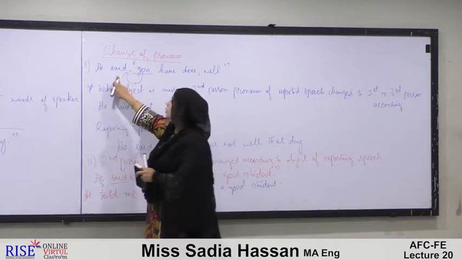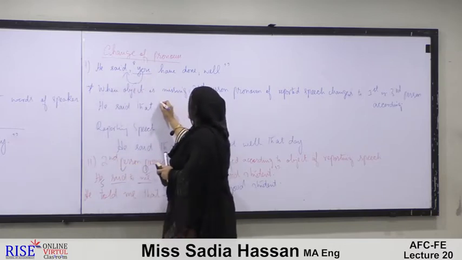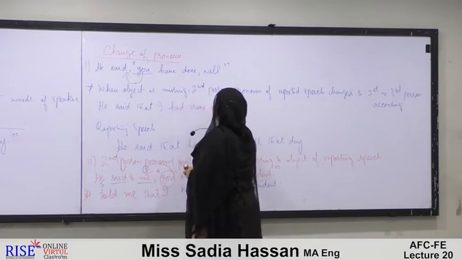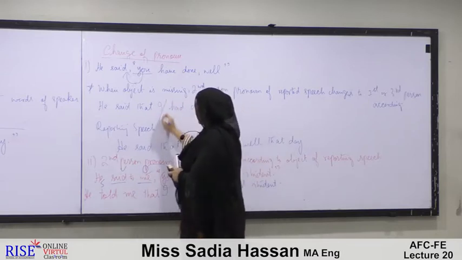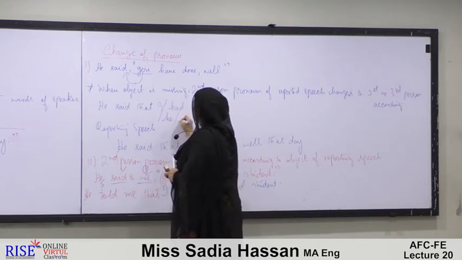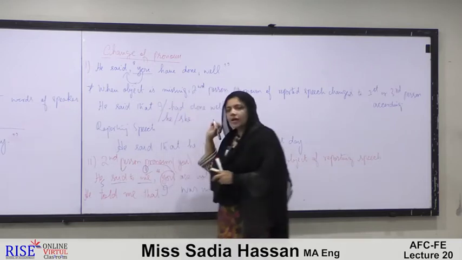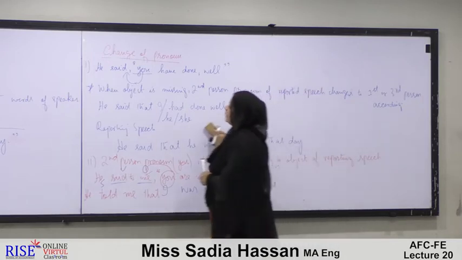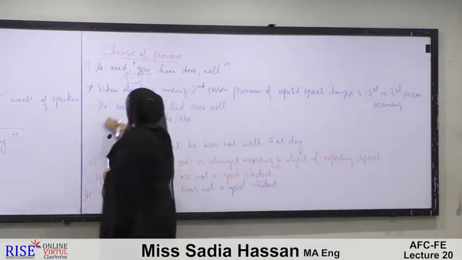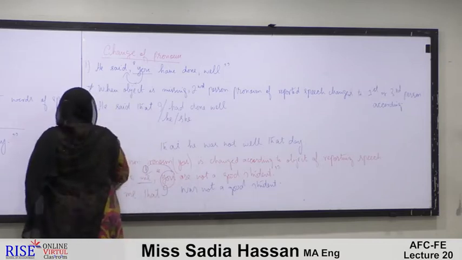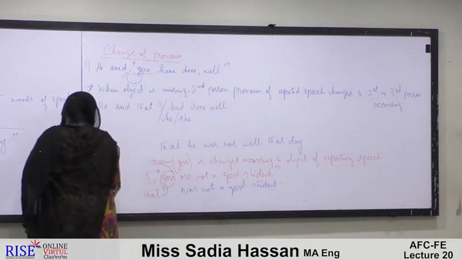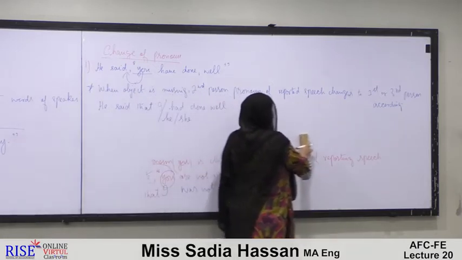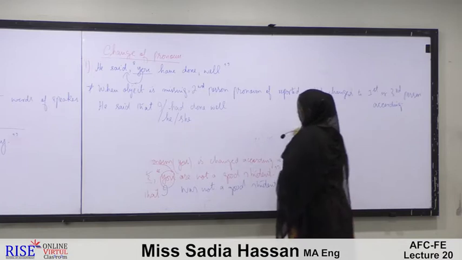so what I'm going to do, I'm going to change it: that I had done well. I could change it into I, he, she, whatever I want to use. It does not make any difference in this statement. So the second rule was this: whenever the object is missing in reporting speech, the you is changed to first or third person according to the statement.